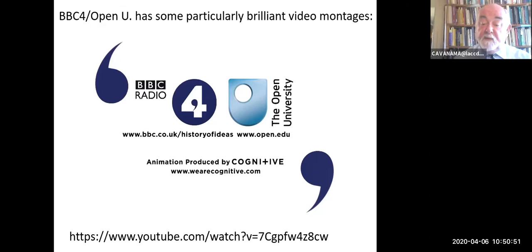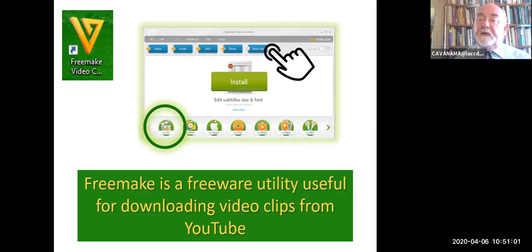I mentioned editing software like Windows Movie Maker or Shotcut. How do you get these videos in the first place? There's a great utility. Again, this is freeware called FreeMake. And basically it only works with YouTube, but you take the URL from the YouTube video you want, you put it in and it copies it as a file to your hard drive. The free version brands FreeMake on each end of the clip. If you want to pay $50 for the other version, and by the way, I use this so often that the $50 is well spent.